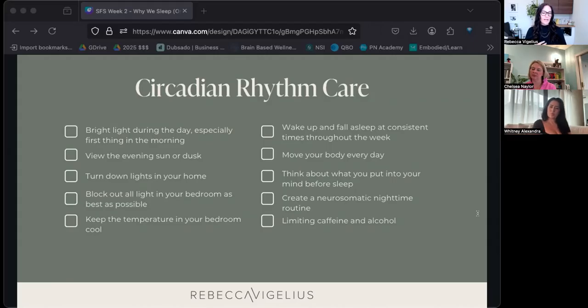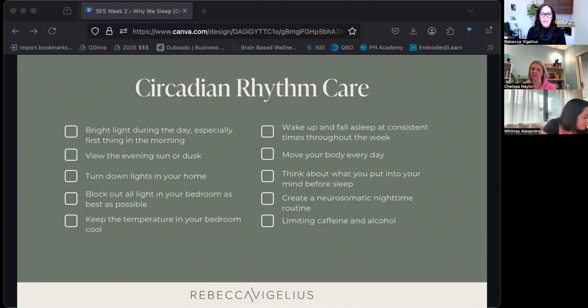Moving our bodies, creating a neurosomatic nighttime routine. We talked about that last week, thinking about those grounding and relaxing exercises, working with our interoceptive tools and our vagus nerve. I'm going to talk a bit more about that in just a sec. Temperature, all of these types of things. Think about as well what you're putting into your mind before sleep. Is it news? Is it a scary movie? Is it something that might activate your system? Are you looking at work emails right before bed? Let's look at how we can cut that off at a certain time so that you're not getting activated right before you're trying to go to sleep.